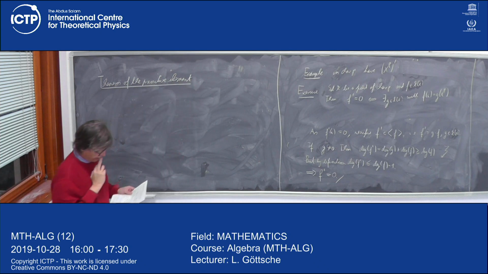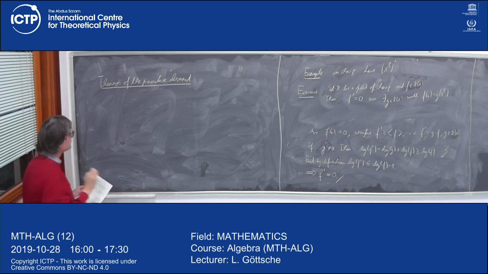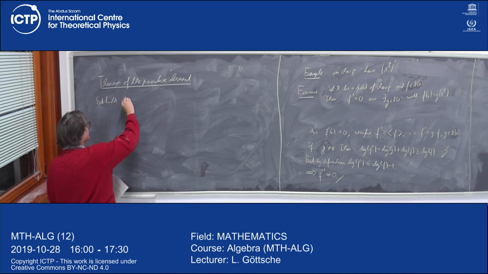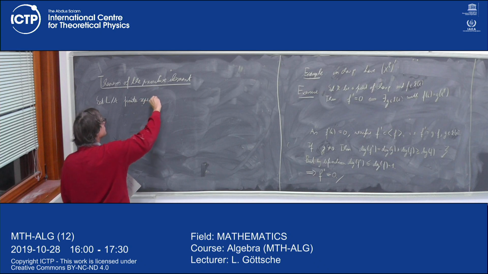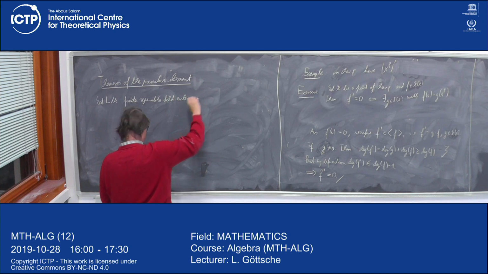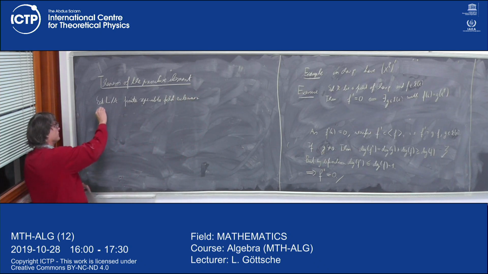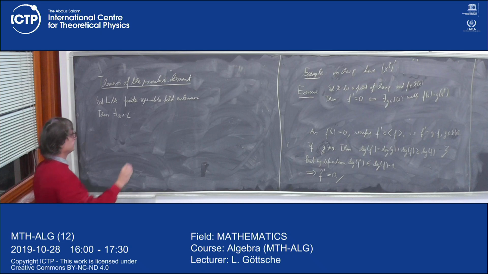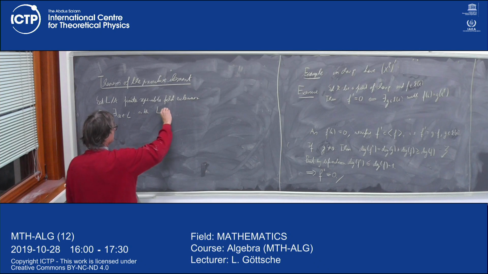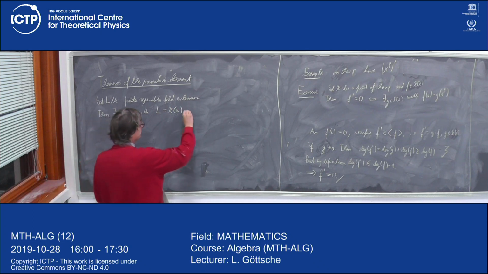Okay, which we will use as an important tool. So the statement is: let L over K be a finite separable field extension. Then there exists an element A in L such that this field L is just given by adding this one element.